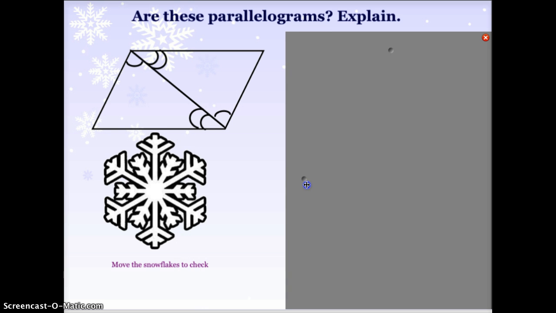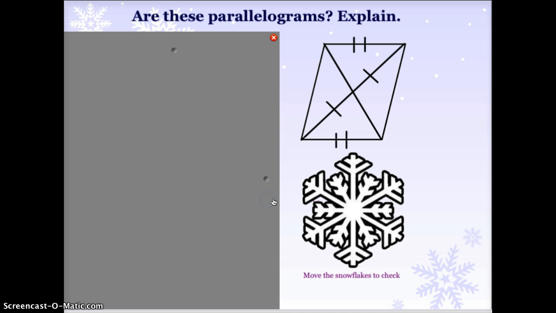Please take a look at these 2 examples and be ready to explain whether or not they are parallelograms. Here's the first one. Draw the picture somewhere on your notes and tell me yes or no and why. Here's the second one. Draw the picture on your note sheet or in your notes and tell me if it's a parallelogram, yes or no, and why.